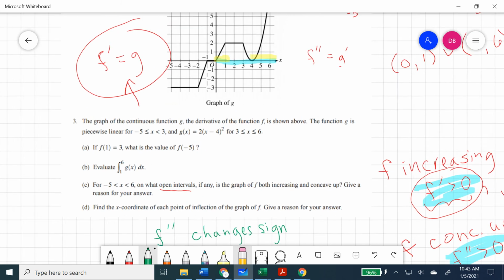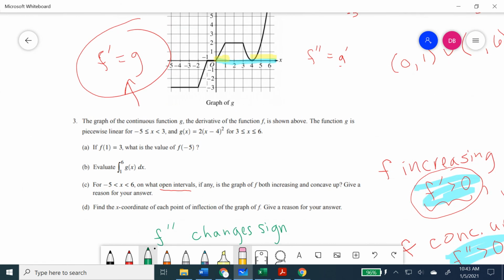Had I still had my charts ready to go, I could just look across my f double prime chart that I had made. F double prime is g prime. G prime is the slope of this graph. So when the slope changes. Now, the slope changing at one point does not mean changing from 0 to being positive or from 0 to being negative. It is a moment of change. The only place that it actually changes directly is 4.